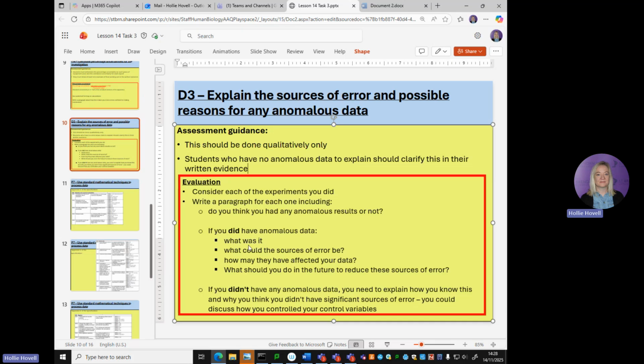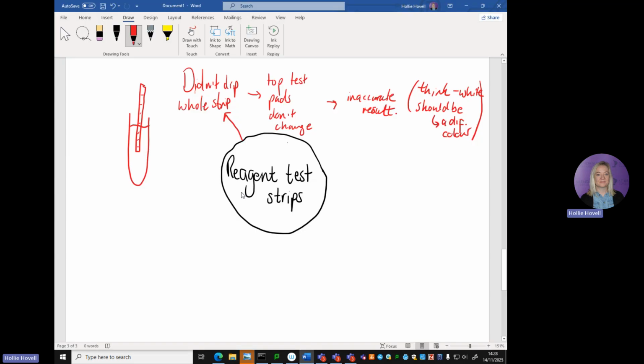So what was your anomalous data? What could the source of error be? It could be that you didn't dip your test strip all the way in. How would this affect your data? Well, the little test pads haven't absorbed any liquid, so they didn't change colour as they should do. What should you do in the future to reduce this source of error? You could talk about how in the future I would make sure I dip it all the way in.